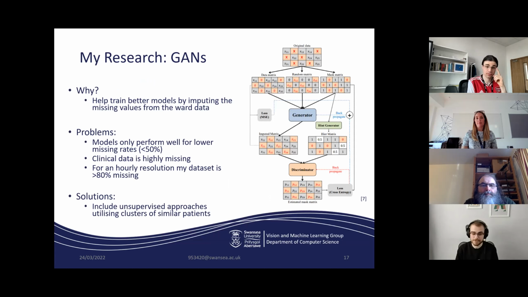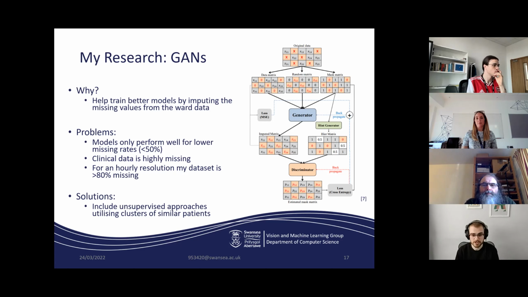Why do we want to do this? If we do impute better missing values, typical imputation methods could be taking the average value for some feature, maybe using 0 or using the average of its neighbors. But if we can actually learn the whole probability distribution behind a data set, then we could impute much better values. The current models in literature only really perform well for lower missing rates. Less than 50% is probably even a push. They're often tested at 20%, 30% missing, whereas my data set is much higher than that at 80%.